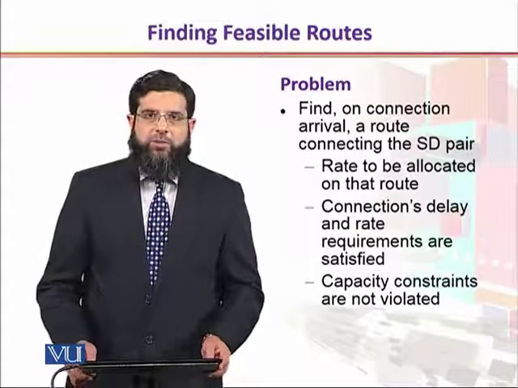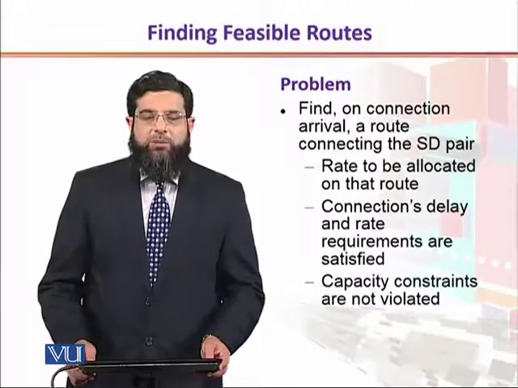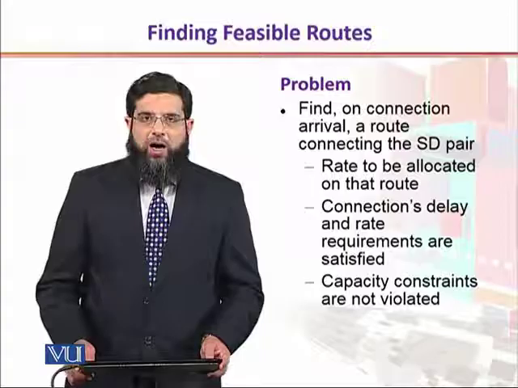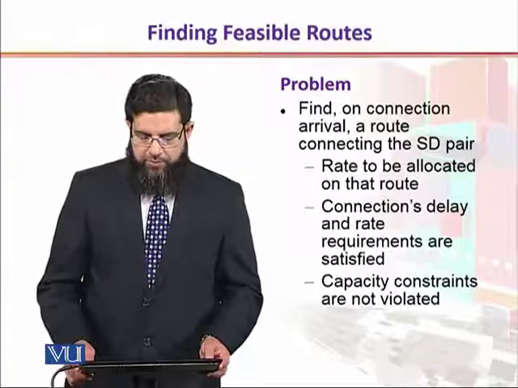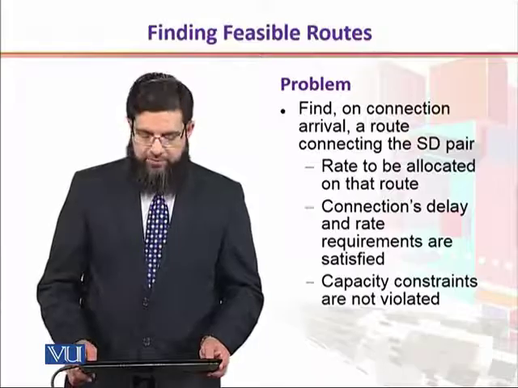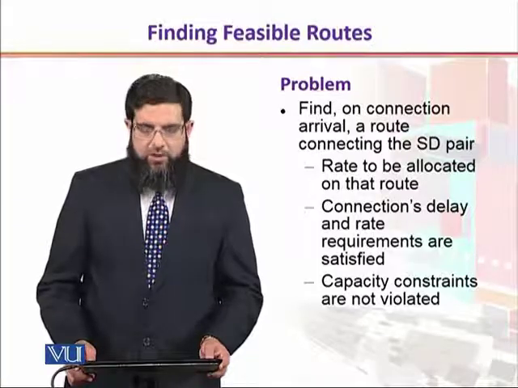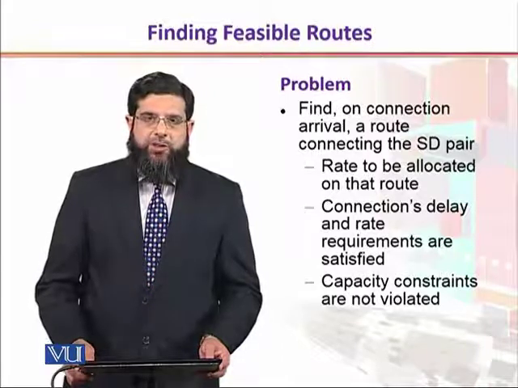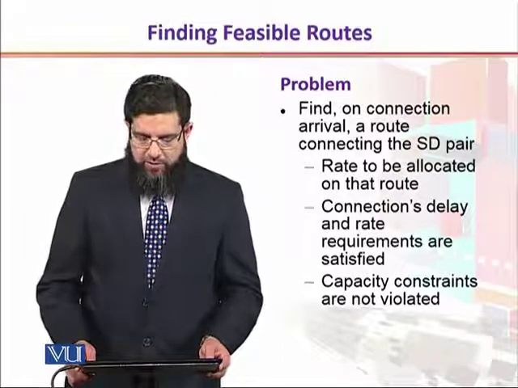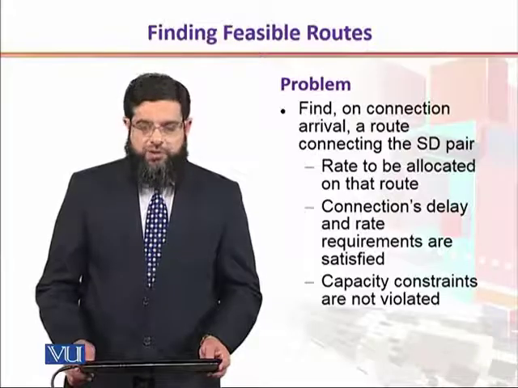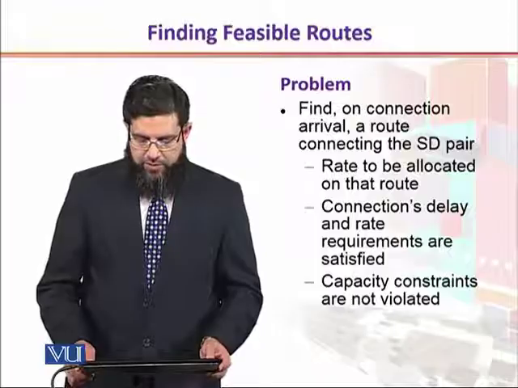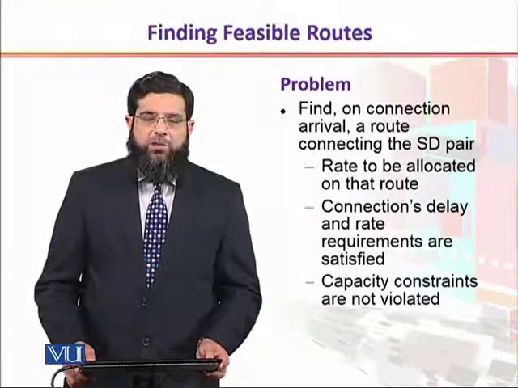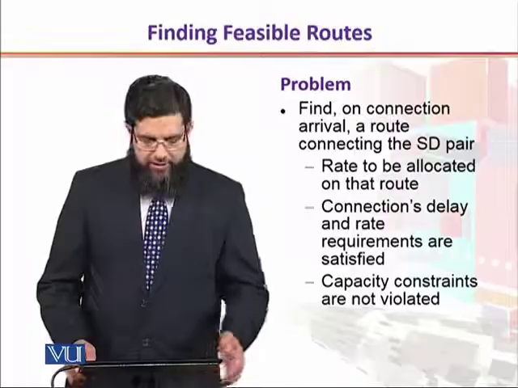Now, let's look at the problem. In order to determine a feasible route, we have to find a path for the source destination pair along the links such that the rate which is required by the source destination pair is met, the delay requirements are also satisfied, and the capacity constraints on that path comprising those links are not violated.